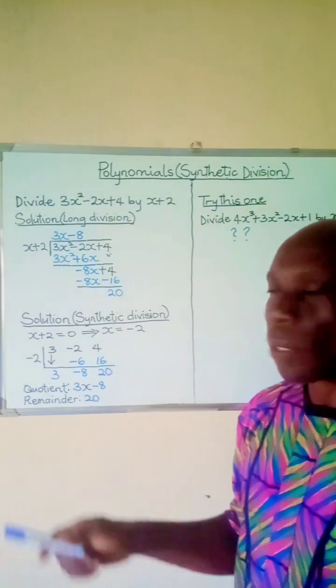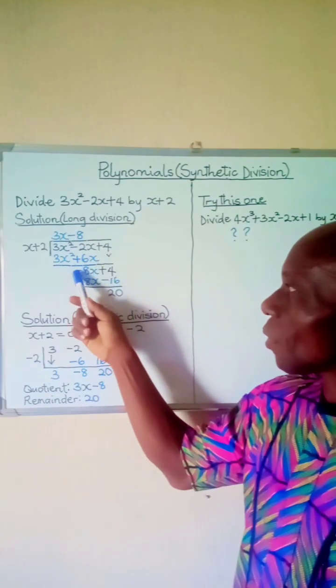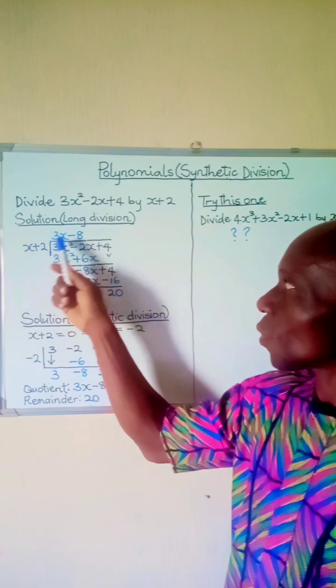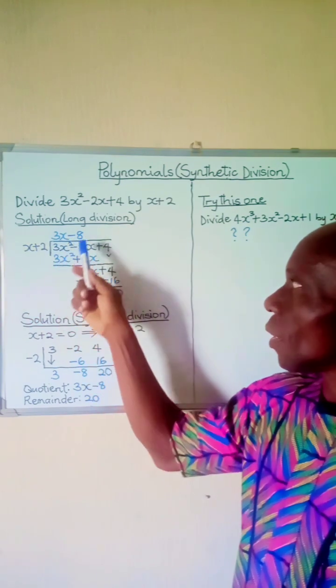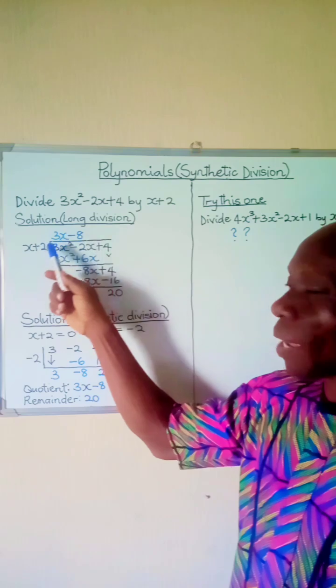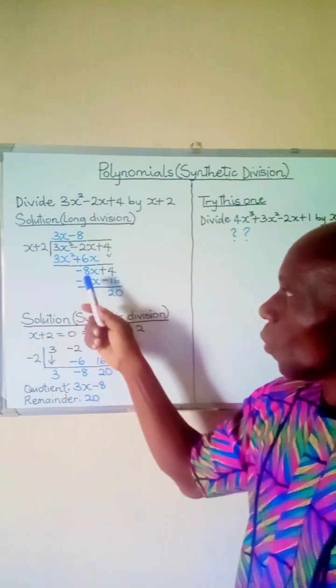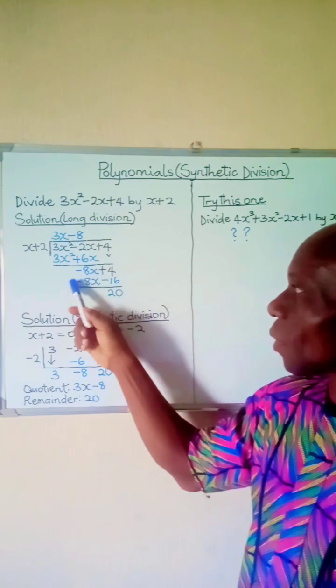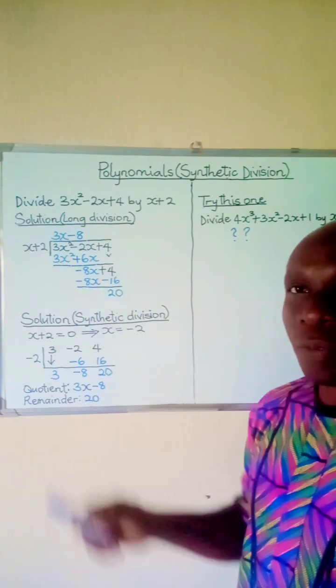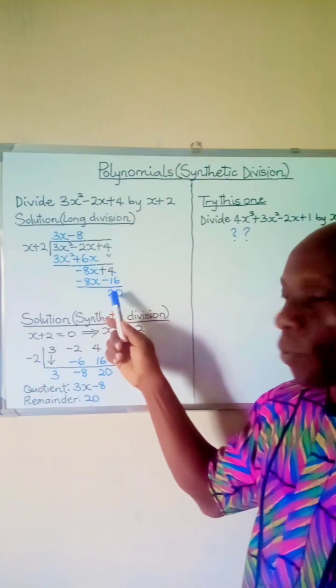We repeat the process. The leading or first term in this case is minus 8x. So minus 8x divided by x will give you minus 8. And then minus 8 times x will give you minus 8x. Minus 8 times 2 will give you minus 16. We subtract once more. So minus 8x minus 8x will give you 0. And then 4 minus 16 will give you 20.